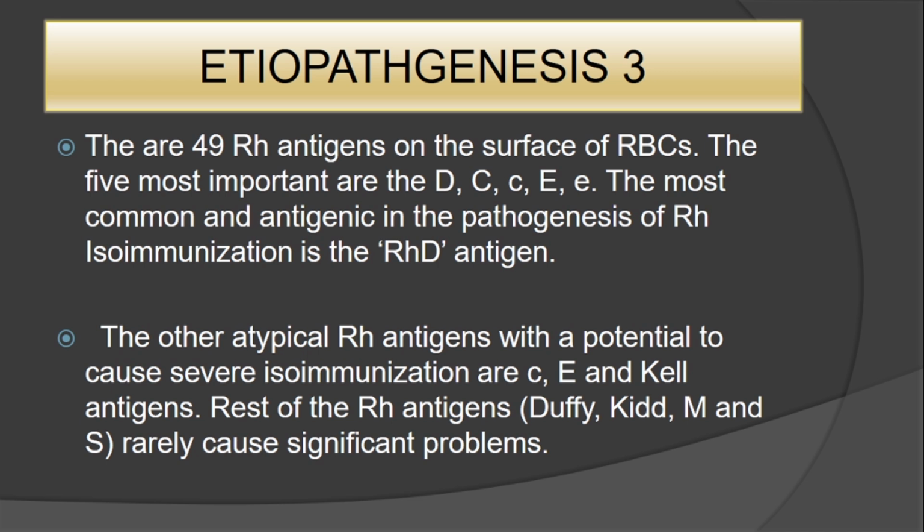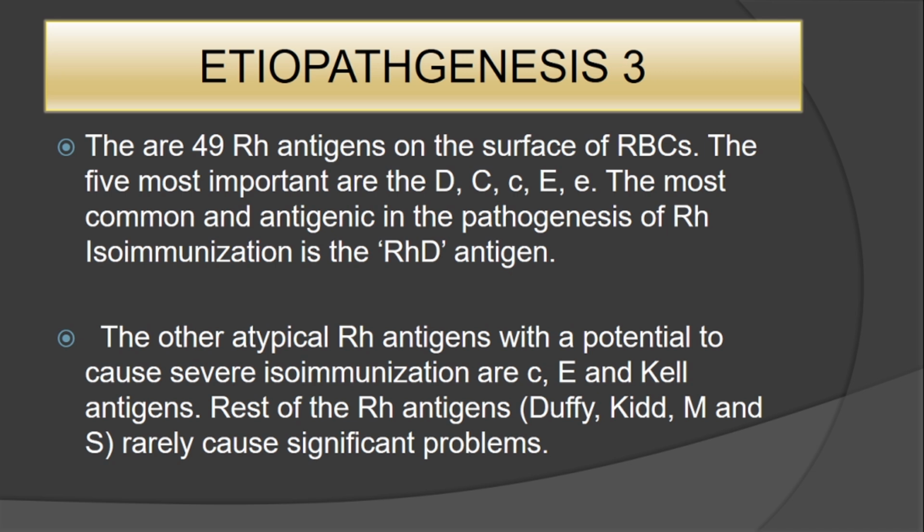Now, coming down to the Rh factor, there are 49 Rh antigens on the surface of RBCs. The 5 most important of these antigens are the antigen D, small letter c, capital letter C, capital letter E, and small letter e. The most common and antigenic in the pathogenesis of Rhesus isoimmunization is the RhD antigen, Rh with capital letter D.